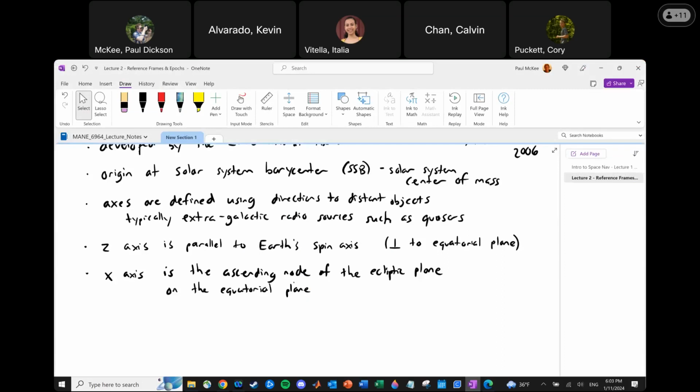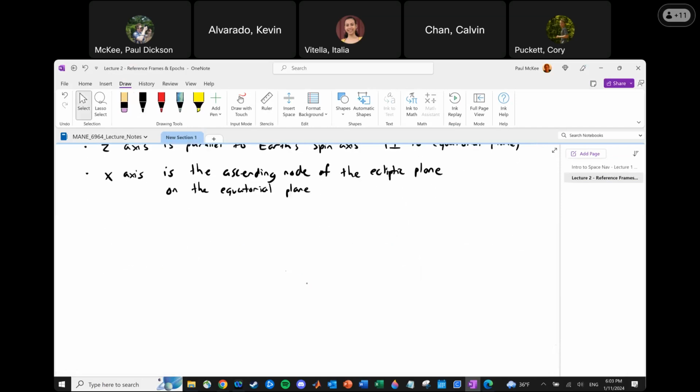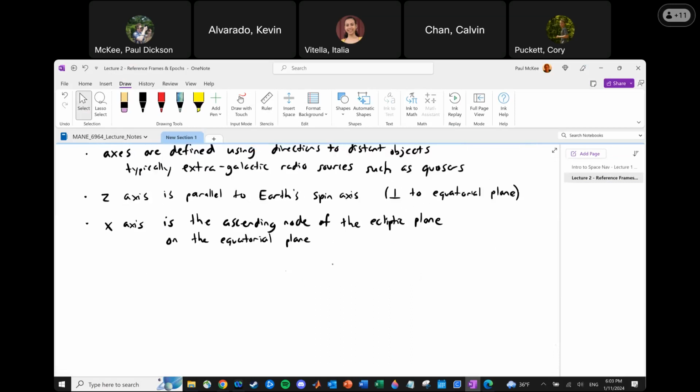And I'm going to draw a picture of this pretty soon. Actually, I could even draw a picture of it kind of nowish. Just use your imagination for now. The x-axis is the ascending node of the ecliptic plane on the equatorial plane. So imagine the vector from the sun to the Earth at the vernal equinox.